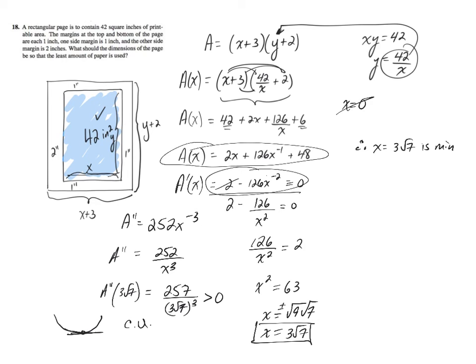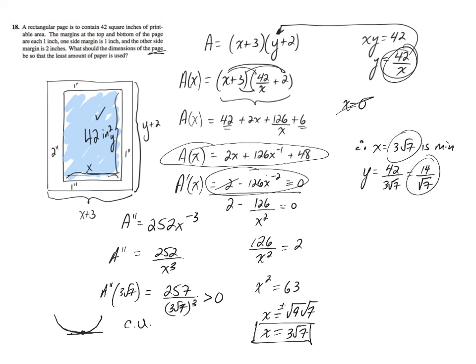Now, it's asking for the dimensions of the page, so we need the whole paper. But maybe let's get y first. So y would be 42 over 3 root 7, just using our formula up here. See, 3 goes into 42 an even number of times. That's 14 times. That's 14 over root 7. So there's x and there's y.